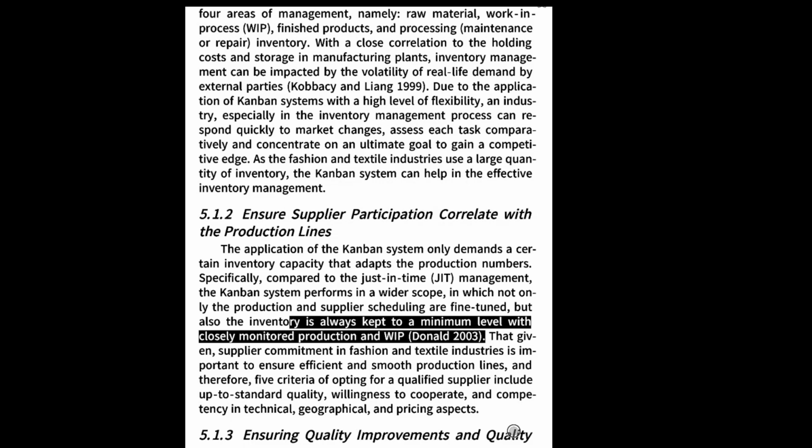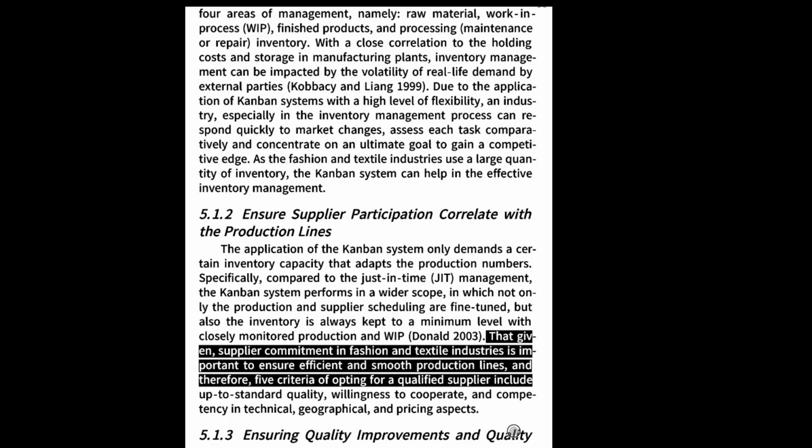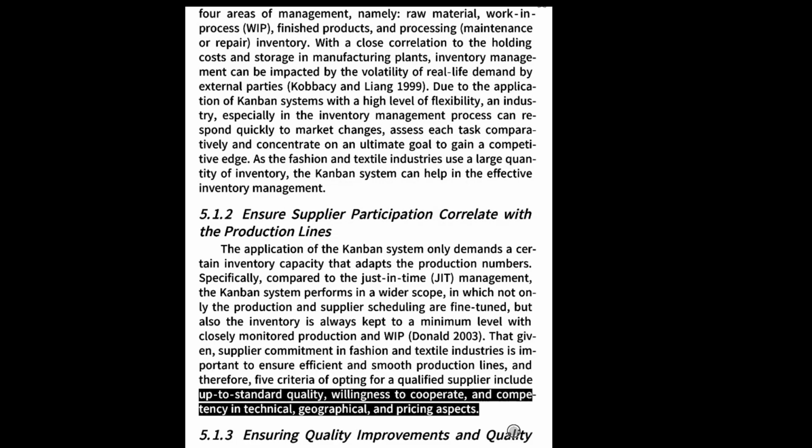is always kept to a minimum level with closely monitored production and WIP. Donald 2003. That given, supplier commitment in fashion and textile industries is important to ensure efficient and smooth production lines, and therefore, 5 criteria of opting for a qualified supplier include up to standard quality, willingness to cooperate, and competency in technical, geographical, and pricing aspects.